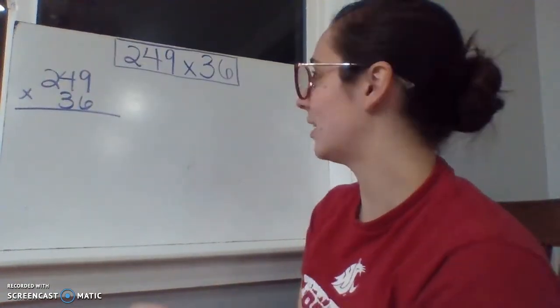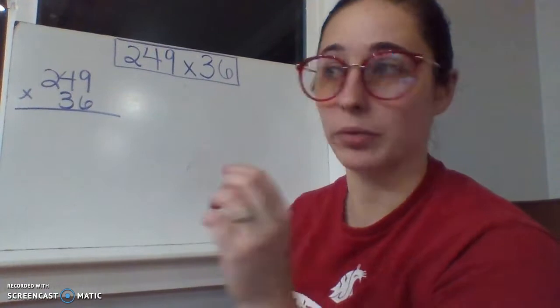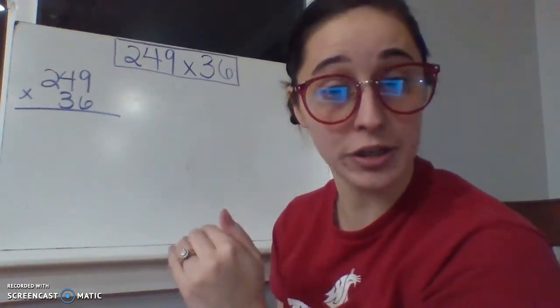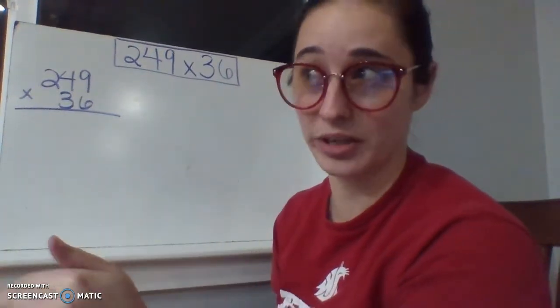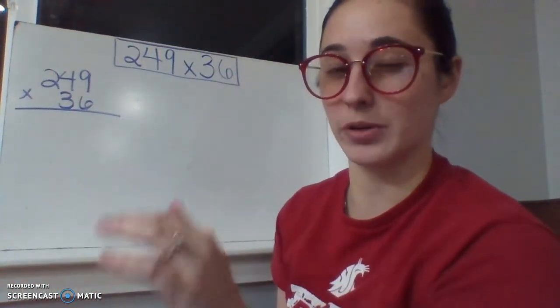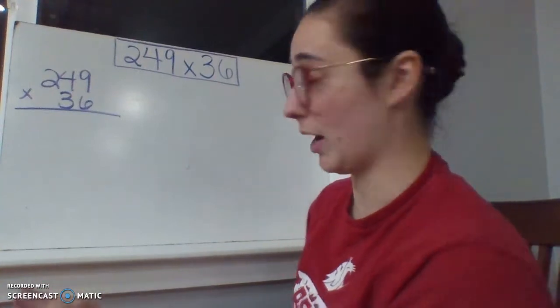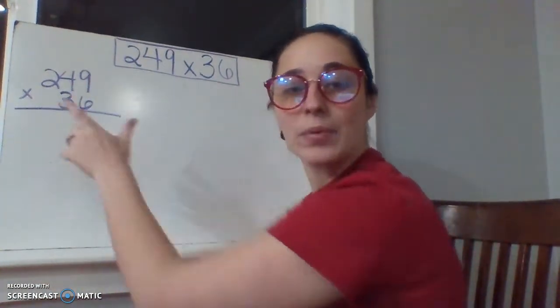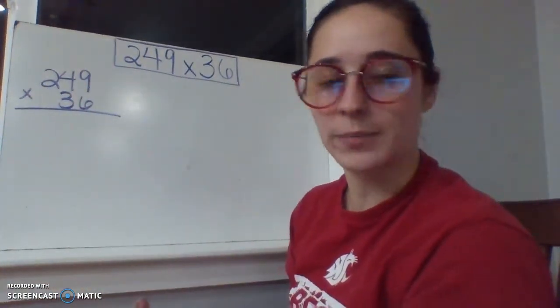In this next example, I'm going to multiply a 3-digit number by a 2-digit number. Last example, I did a 3-digit number multiplied by a 1-digit number. The procedure is still going to be the same. Your steps are just going to be a little bit longer, okay? So I still want you to set it up the same way we set up the last equation.